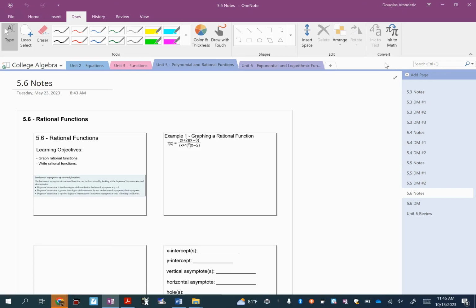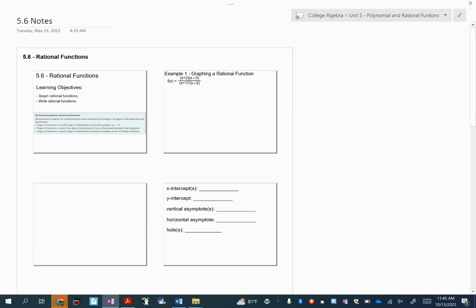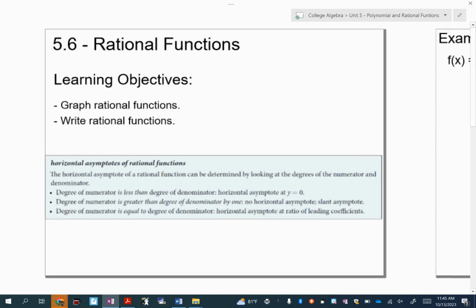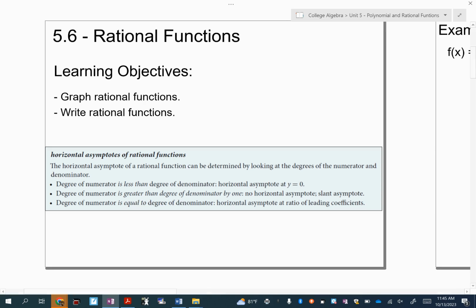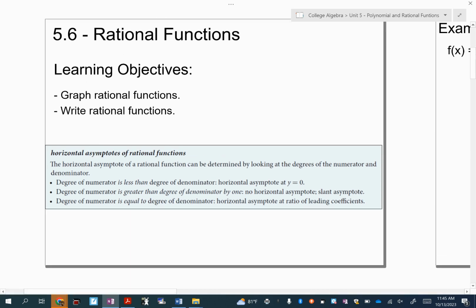In this video, I'm going to go over the material from lesson 5.6, and I'm going to focus on the objective for getting the characteristics of rational functions. And then you'll see in Delta Math, when you type in all the different characteristics, it will graph it for you.